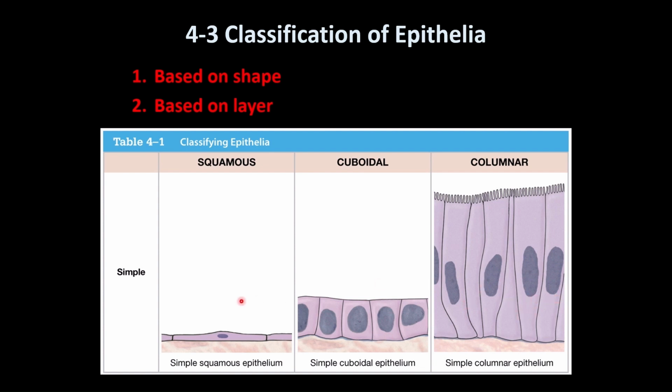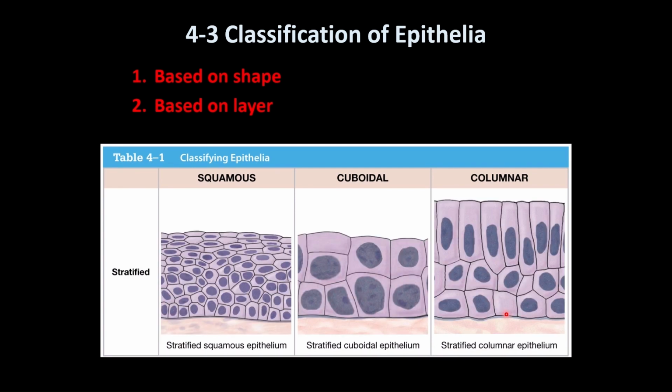And based on the shape, there are three different types of shapes here. This is the flat one. The flat one is called the squamous. This is the cuboidal, square shape. So this is called cuboidal. And these are the tall ones, and these are called the columnar. So if you combine both of them together, the first one is called simple squamous epithelium, which means it's one layer and it's flat. The second is called simple cuboidal epithelium, which means one layer, but it is square shape. The third one is called simple columnar, which is one layer, but these are the tall shape epithelial cells.